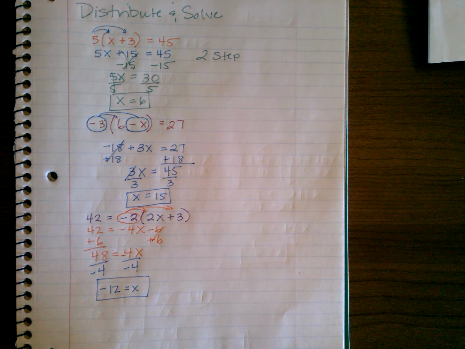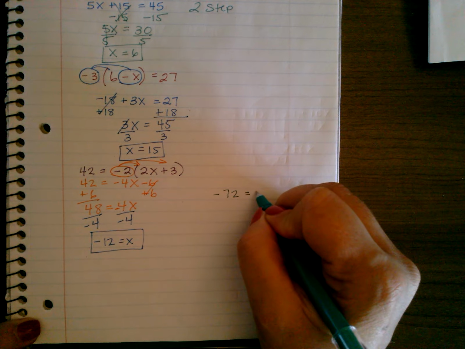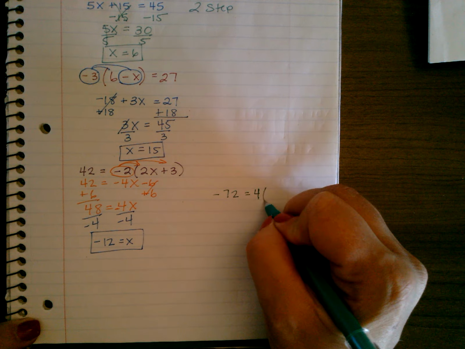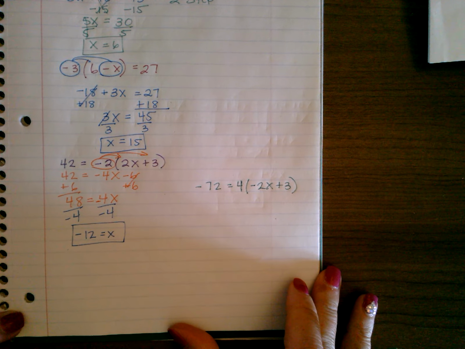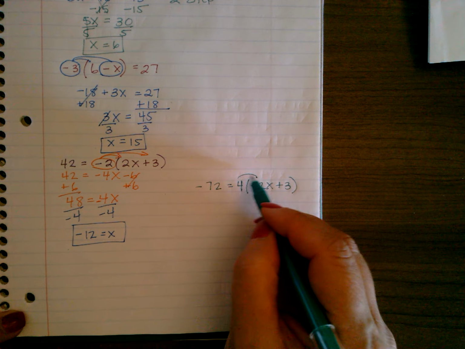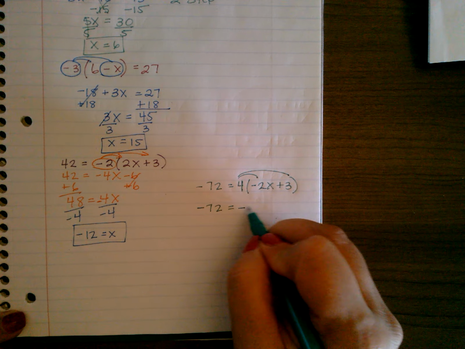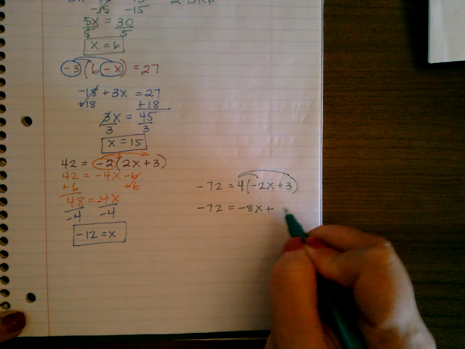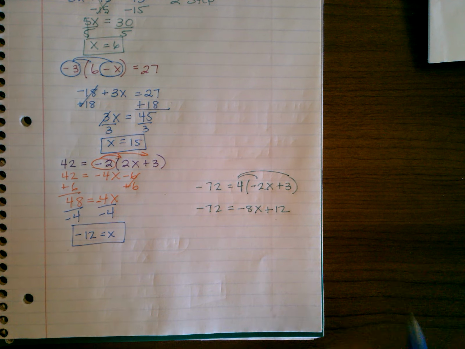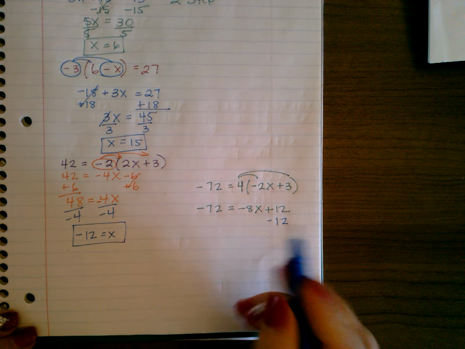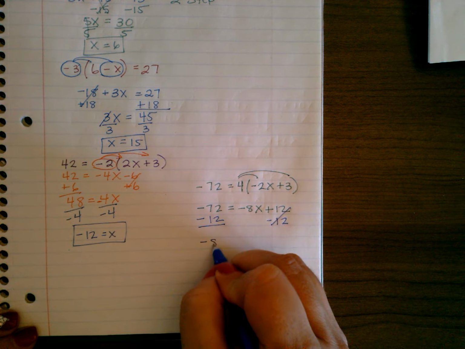The last example I want to give you, negative 72 equals 4 times the sum of negative 2x and 3. I will distribute, so negative 72 equals negative 8x plus 12. We have a two-step equation. I'm going to isolate the variable by subtracting 12 from each side.